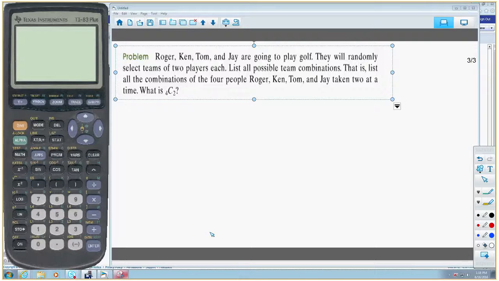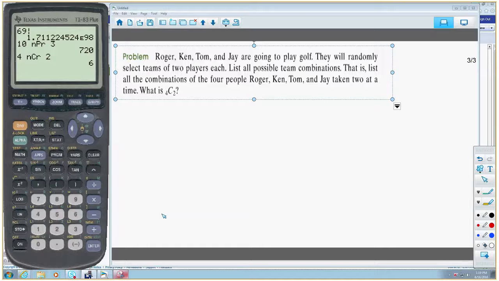All right, 4 combination 2. What do you come out with? Well, let's go to the handy dandy calculator. 4, math, probability, combination of 2. Will I ever have to write it out and not use my calculator? There's no reason for you to have to write it out. This is one chapter that I will strongly recommend you use the calculator. So there's 6 different teams that you could have with the 4 guys.